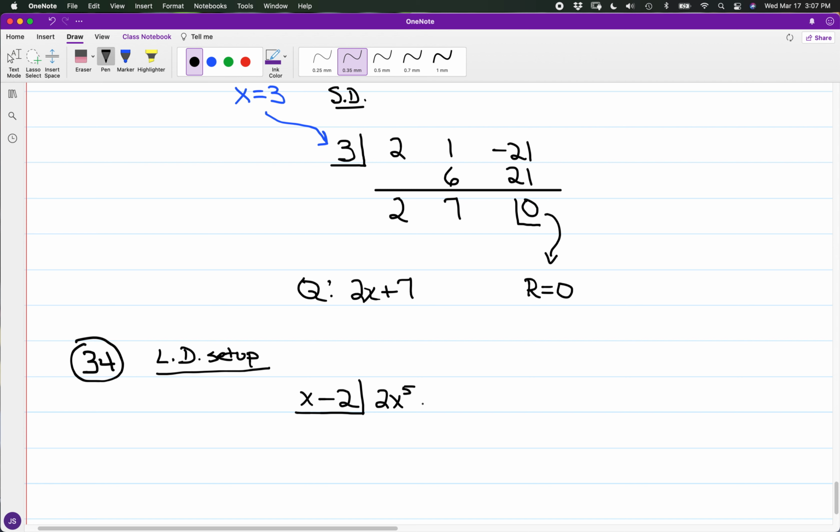plus 13x to the 4th. I have minus 3x cubed. And I have minus 58x squared. And I have minus 20x. And I have plus 24.